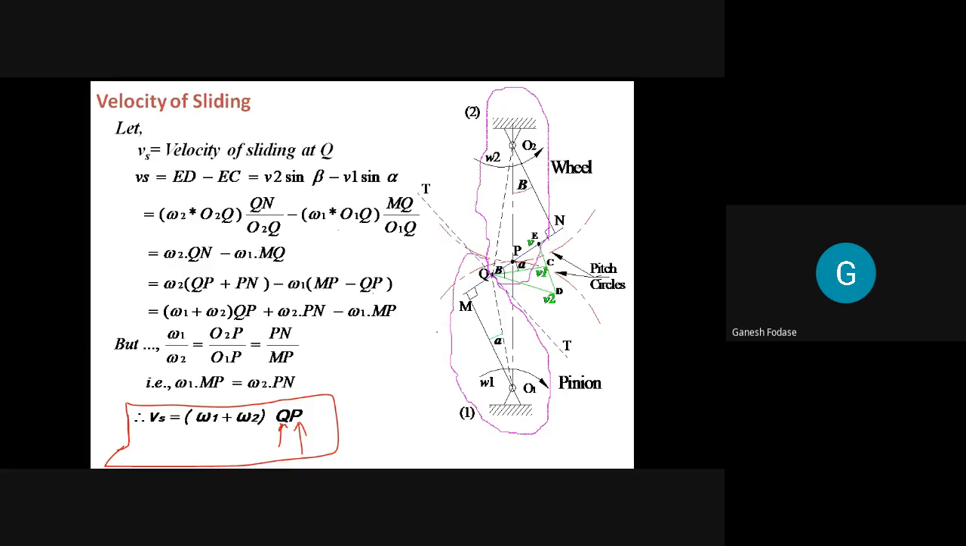Now we know that the point of contact can be at any point. When the point of contact is at Q, it will be this distance. When it is at P, it will be 0. When it is somewhere else, it will be some other distance. So as the point of contact changes, we can find out the velocity of sliding at different points when the two gears are in meshing.